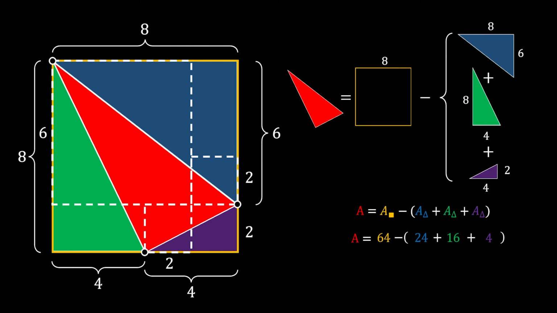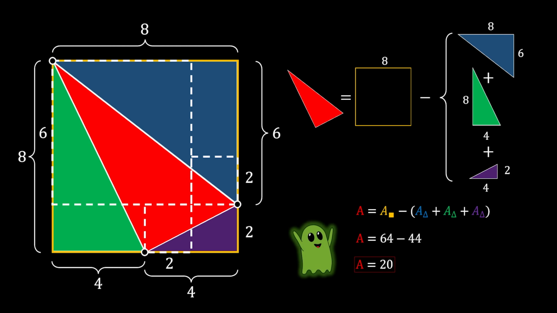Now we can simplify this and get that the area is equal to 64 minus 44, and we will get that the area of our red triangle is equal to 20 squared units, and this is our solution.